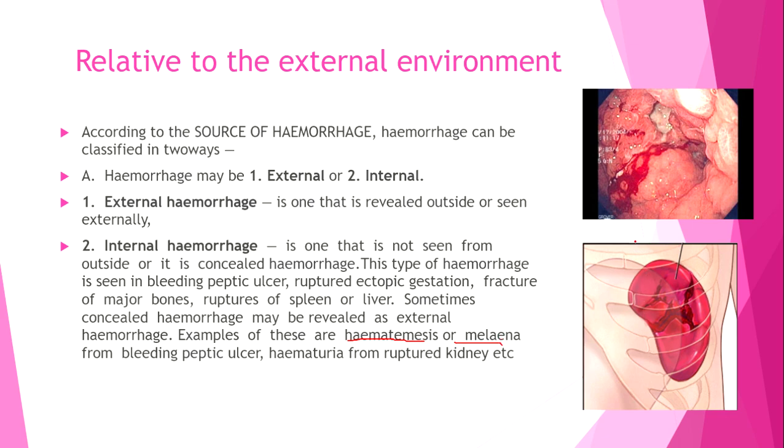So when we talk about internal hemorrhage, here on this picture we see a ruptured spleen, and in this picture we see a photo from fibroesophagogastroduodenoscopy. We see the ulcer, one ulcer, and we don't see the origin of this bleeding in this picture, but we see the blood.